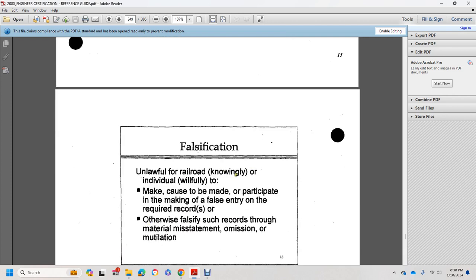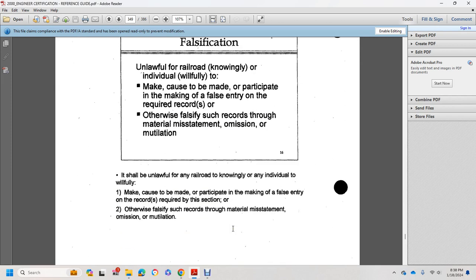Falsification is unlawful. It should be unlawful for any railroad, or knowingly for any individual, to willfully make or cause to be made, or participate in making, a false entry on the records required by this section, or otherwise falsify such records through material misstatement, omission, and mutilation.